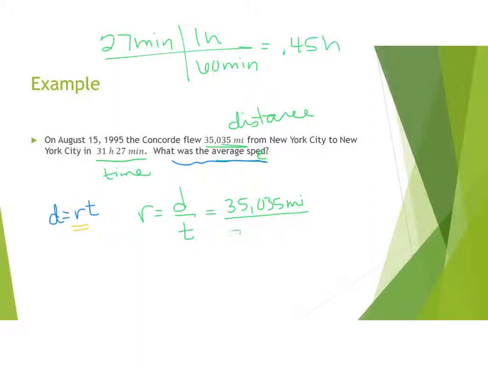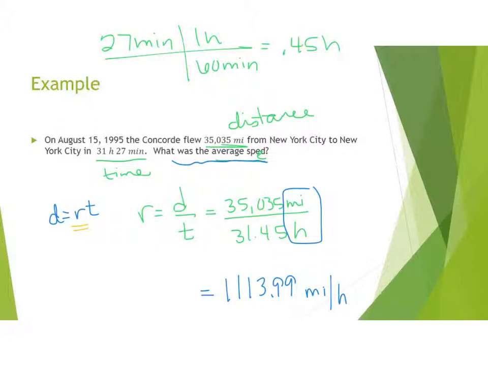So this is 31.45 hours. And then notice what my units are going to be. I'm just going to divide 35,035 by 31.45, and I'm going to get 1113.99, so pretty darn close to 1114 miles per hour. So that was an example where we might know a formula that we can use.